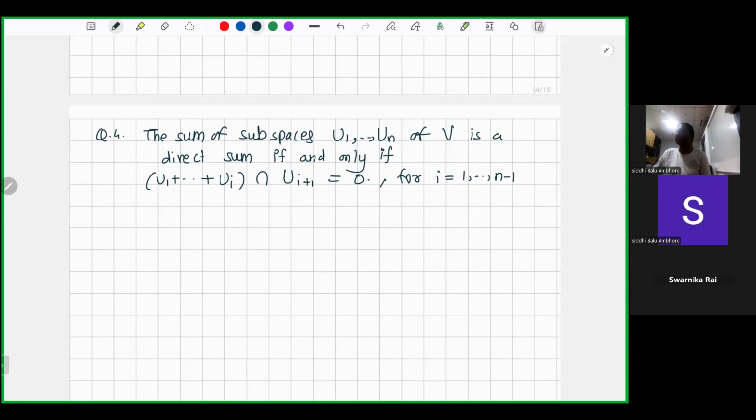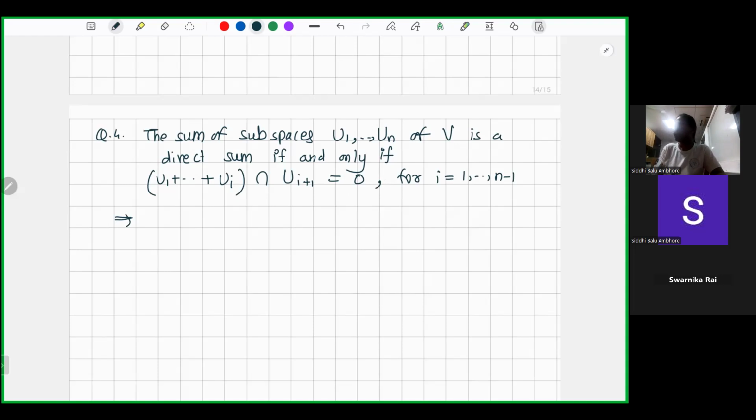The sum of subspaces of V is a direct sum. So direct sum means the intersection of all of these is 0. This is also called mutual intersection: the intersection between any two of these is zero. That's what it is called in general when we have multiple direct sums.